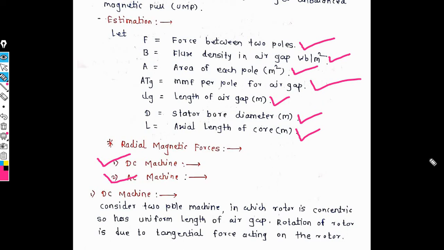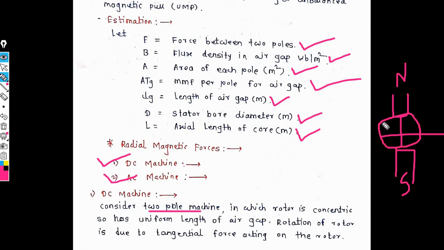That means this is the first pole and this is the second pole. These are the north pole and the south pole. It is only a two pole machine, which means these are the two poles, and this is the uniform length of air gap.